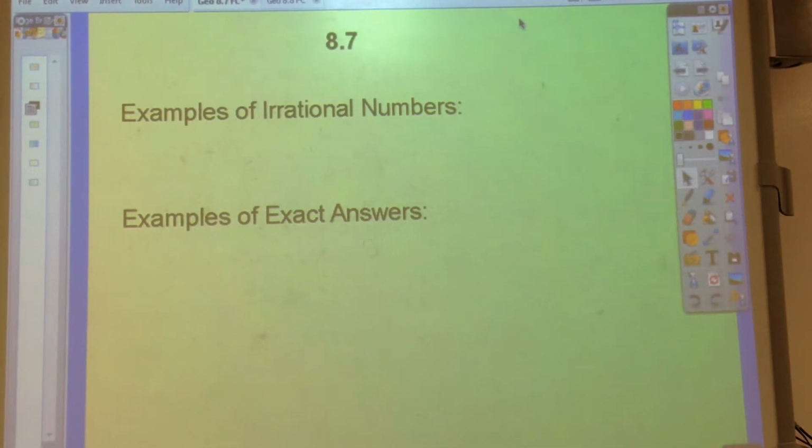This is section 8.7 and 8.8 of Mrs. Quinn's geometry class. And today we're going to start talking about circumference and areas of a circle. So first of all, I'd like to do some examples for you.